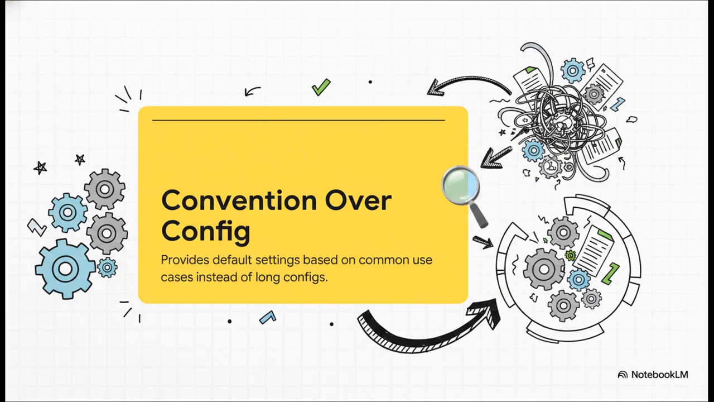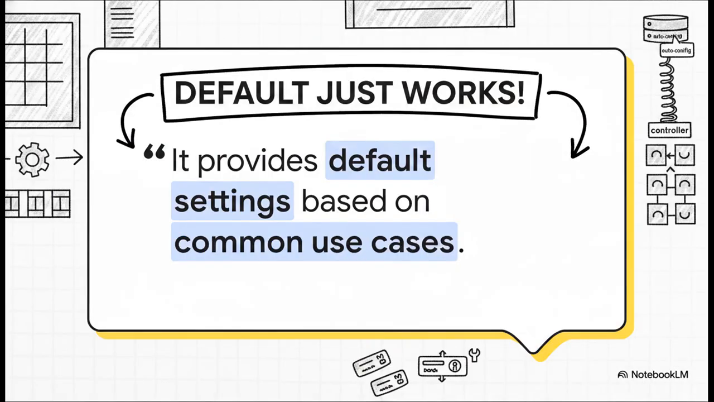Look, older frameworks basically assumed you wanted to configure every single tiny detail yourself. Spring Boot flips that script. It assumes most developers are building similar types of apps, right? So instead of forcing you to write miles of manual config files, it just provides sensible default settings based on common use cases. To really hammer this home, let's look at a quote straight from our source.